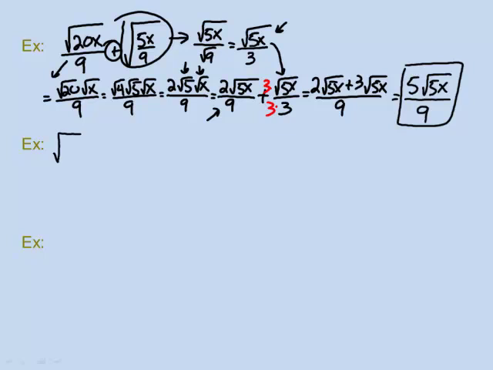Now let's look at this problem. We've got the square root of 16 minus 5 times the square root of 10 plus 7.